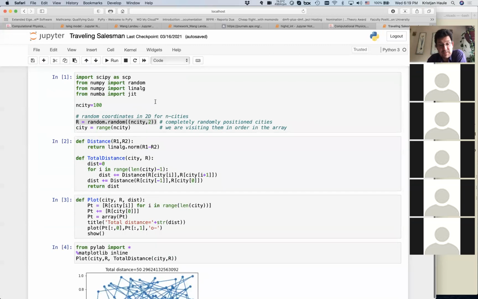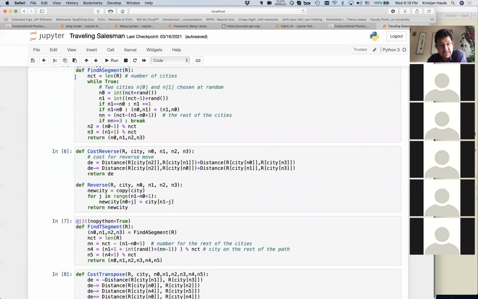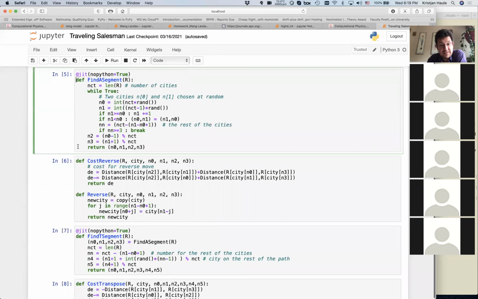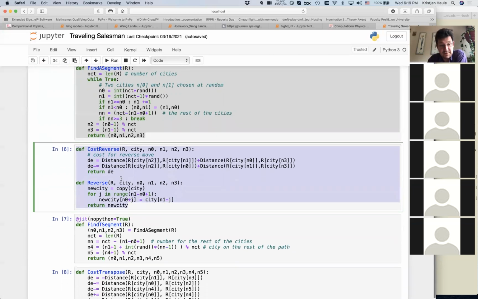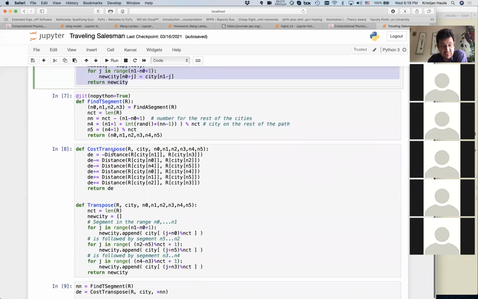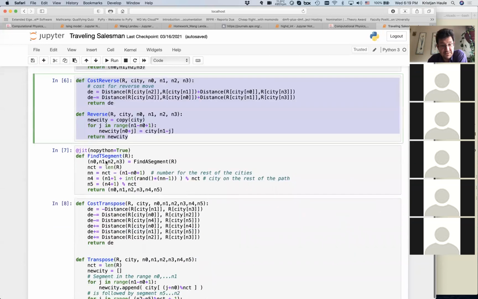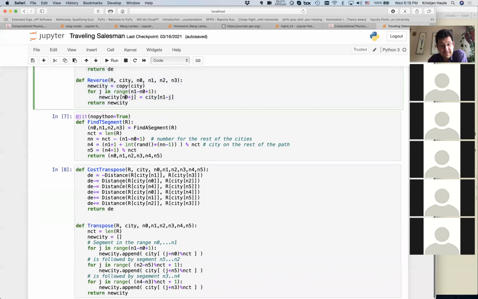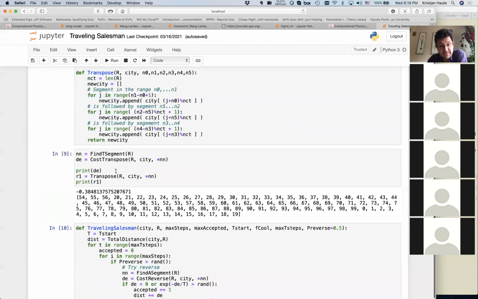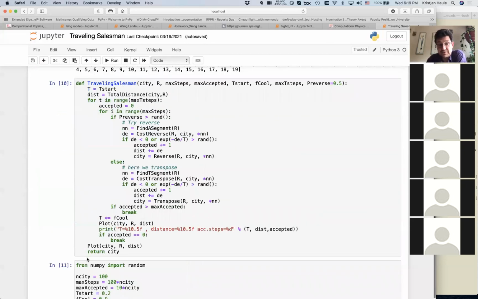I will explain this next time. So basically, finding the segment for the moves, how to calculate the cost of this move, and then how to actually evaluate the move. This is code. And then this is for the other move. We have two moves. One is called reverse, and the other one is called transpose. And once you have these moves implemented, then the traveling salesman problem is really simple, only a few lines.